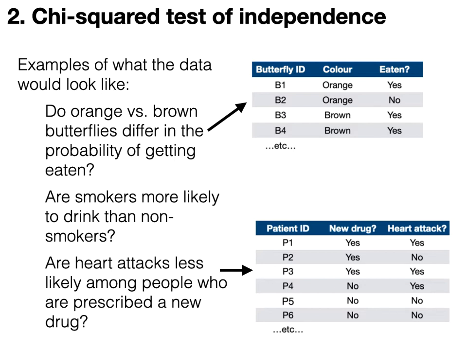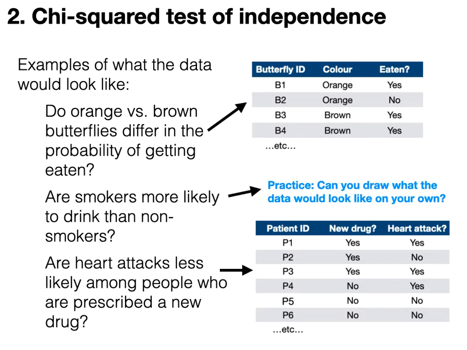And on the bottom, same idea. It's just our heart attack study. Each row is one of the people in our study, and we've identified whether they were taking the new drug or not taking the drug, and what happened with them in terms of whether they had a heart attack or not. So as a nice bit of practice, can you draw what the spreadsheet would look like for the middle example?